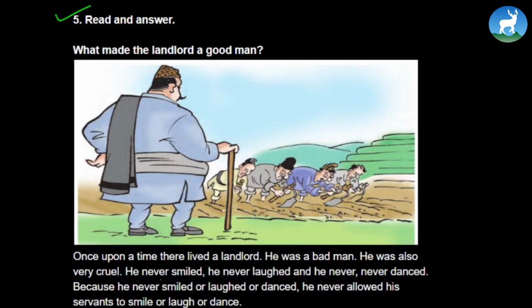Once upon a time, there lived a landlord. He was a bad man. He was also very cruel. He never smiled and he never laughed and he never danced. Because he never smiled or laughed or danced, he never allowed his servants to smile or laugh or dance. Sounds like a boring man, right? Let's find out what happens now.